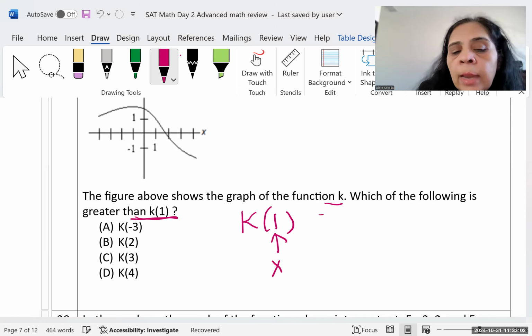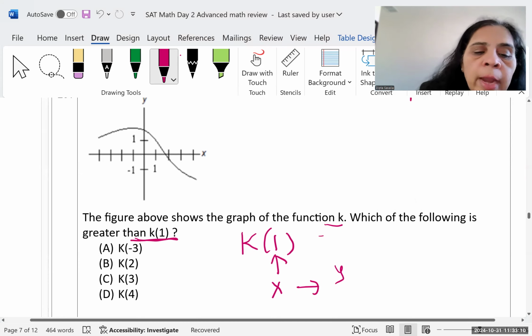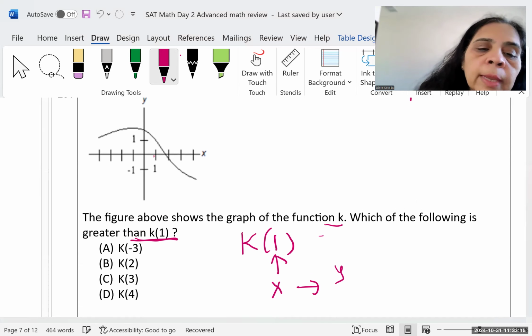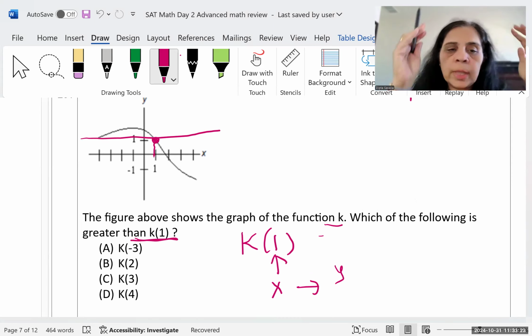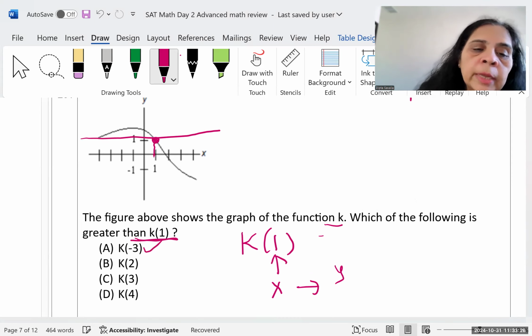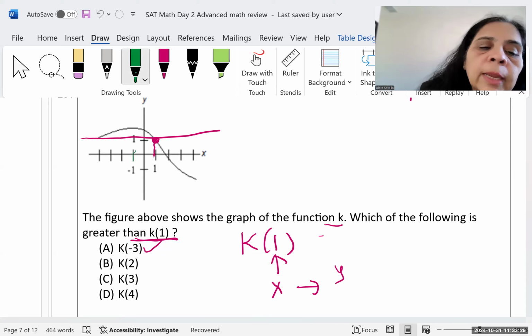So my y value must be greater than, right? So first we can find out, wherever my x is 1, what is the y value? We can see that is the y value. So we are looking for greater than, that means above that line. So k of negative 3, let's see, negative 1, negative 2, negative 3. Where is your graph? Right here, right? So that's the point. That y value is greater than k of 1. So answer choice A.